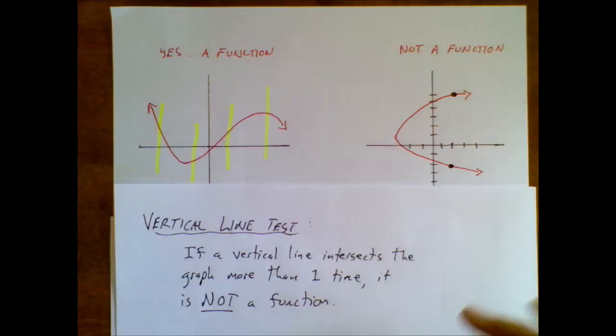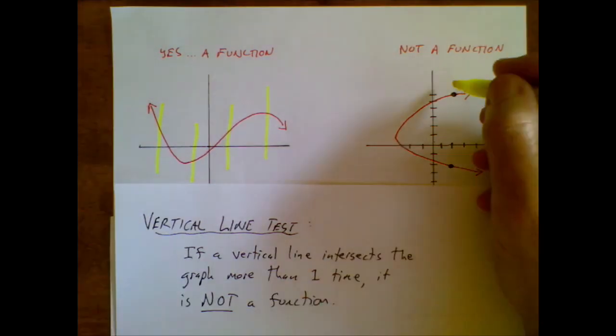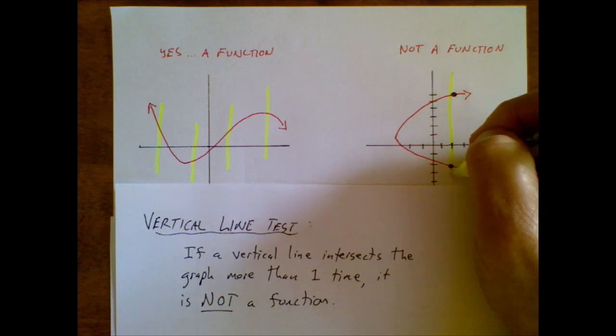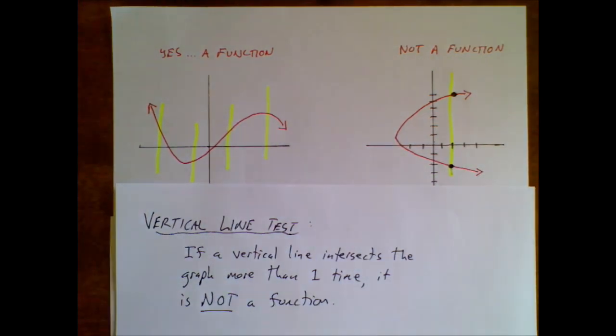In this other mapping, or this other graph over here, if I were to draw a vertical line right there, it would intersect the graph more than one time, meaning it is now not a function. But why is that? Let's take a look.